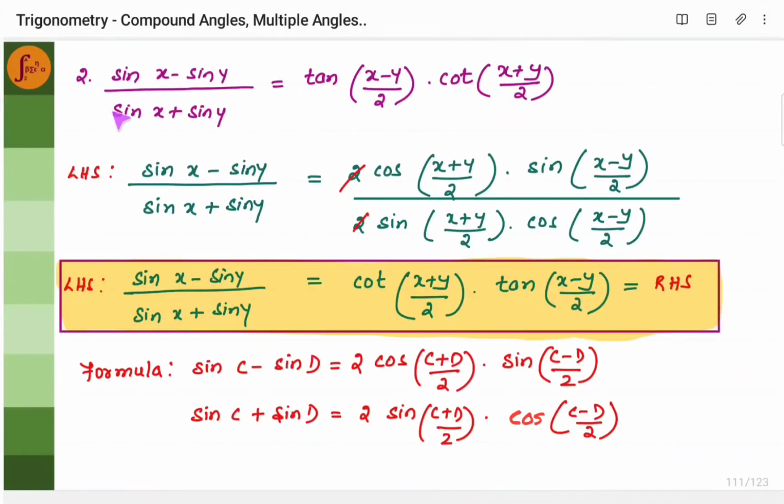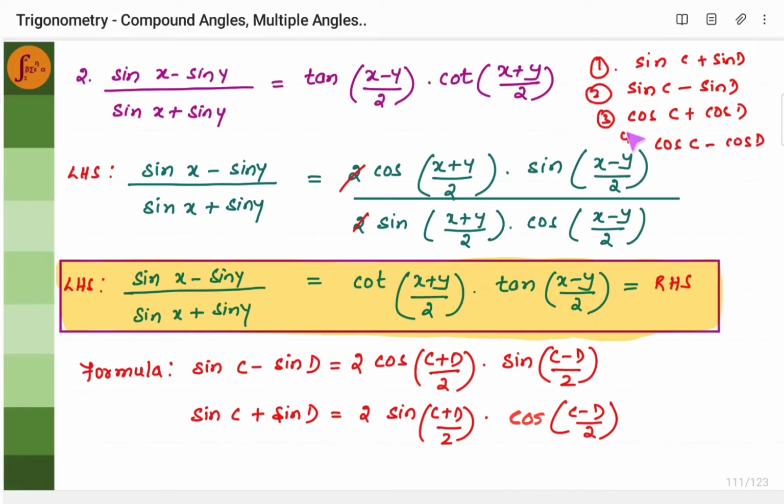Now let's go to the second problem. Here we have to prove that (sin x minus sin y) by (sin x plus sin y) is equal to tan (x minus y) by 2 into cot (x plus y) by 2. First, let's figure out the formulas to be used. First, let's remember the order of the formulas. The first formula is sin C plus sin D. The second formula is sin C minus sin D. Third is cos C plus cos D. Fourth is cos C minus cos D. Let's remember this order.